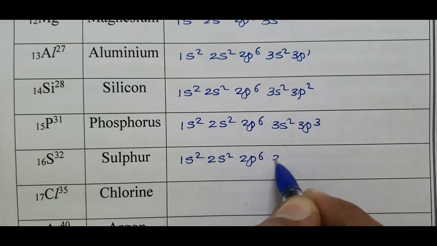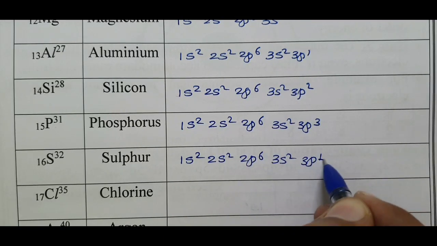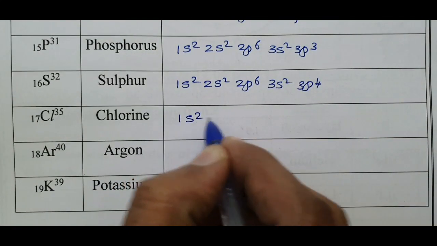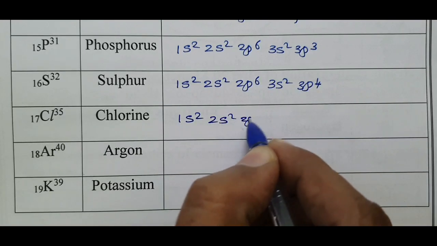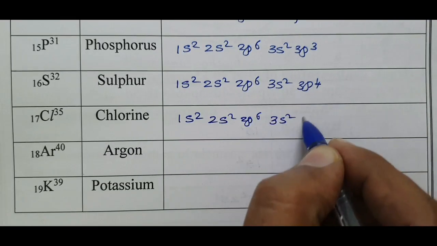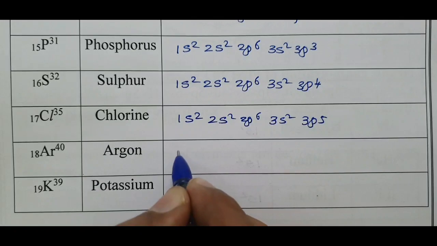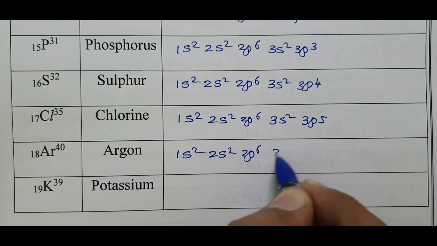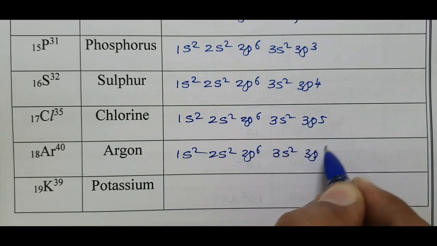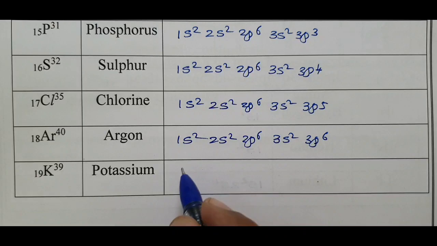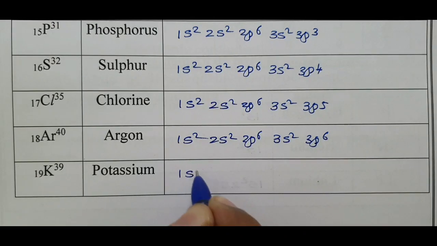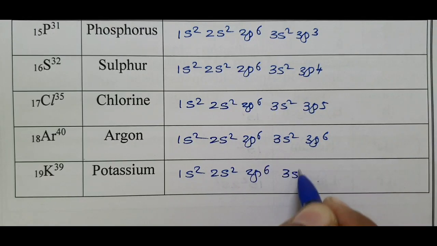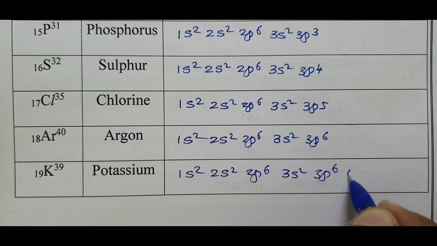2p6, 3s2, 3p4. Chlorine, atomic number 17, electronic configuration 1s2, 2s2, 2p6, 3s2, 3p5. And argon, a noble gas: 1s2, 2s2, 2p6, 3s2, 3p6, outermost shell containing 8 electrons. Inert gases. Potassium, atomic number 19, 1s2, 2s2, 2p6, 3s2, 3p6, and 4s1.